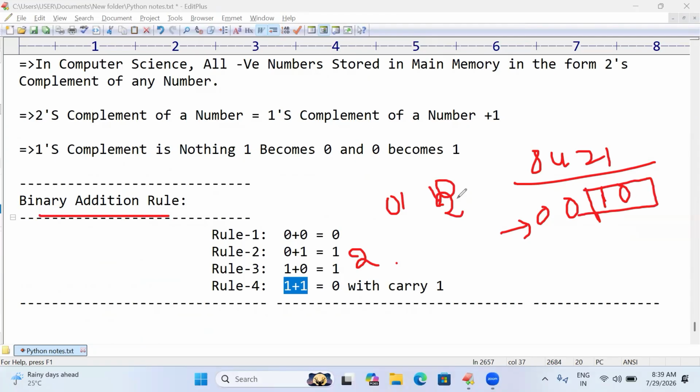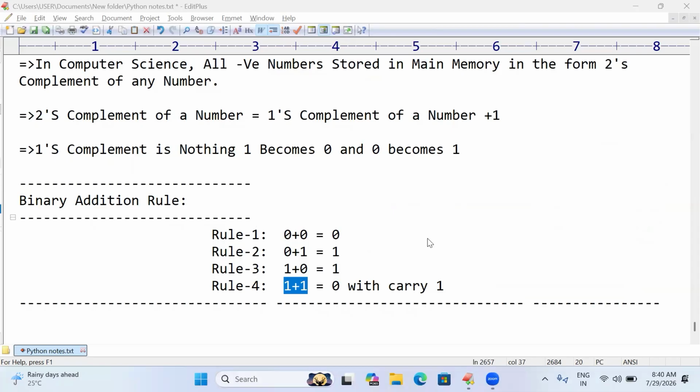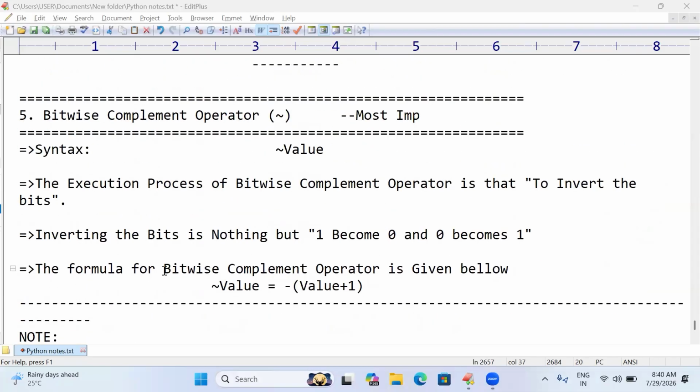In the place of 2, we are going to consider 1 and 0. Here we are going to do like this: 0 with carry 1, right? So first of all, we are going to use 0 from the left side, and the carry element is going to take 1. That is the reason we are going to take 0 with carry 1 in the place of 1 plus 1 in binary addition. So these are the main important note points in this bitwise complement operator.